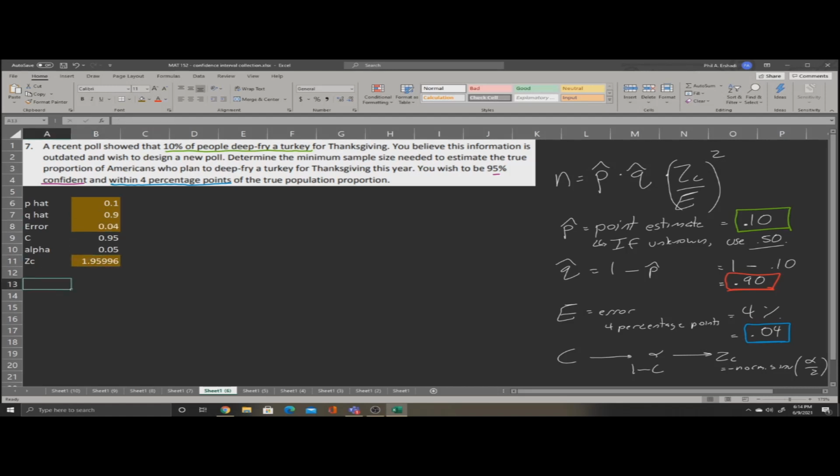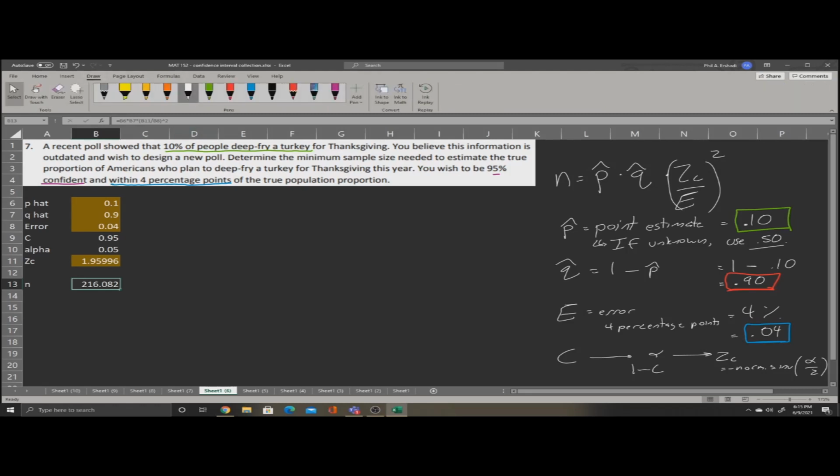With those numbers in hand, we can find n and say equals p hat multiply by q hat multiply by a parentheses. We say z-critical divided by error, close the parentheses, and now raise that parentheses to the second power. When we press enter, we get 216.082. Now, when we conduct a poll, we always round up our answer, even if we ordinarily wouldn't. Therefore, our 216.082 gets rounded upward to 217 people.